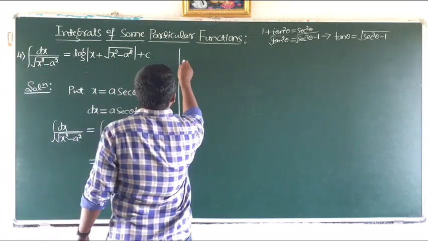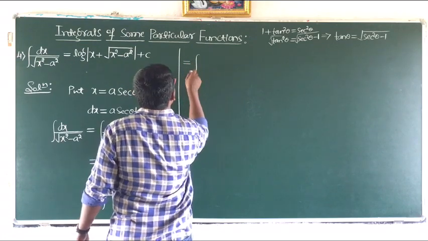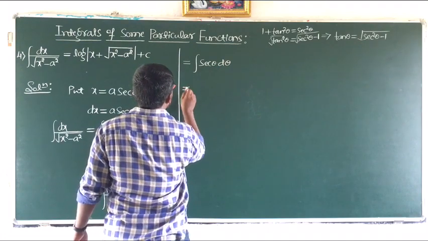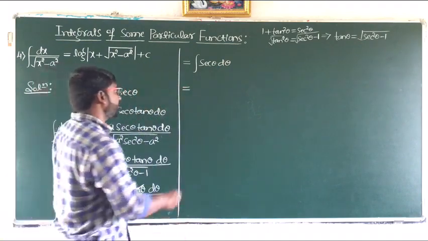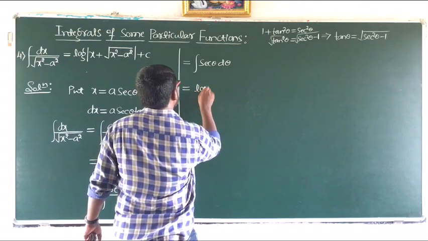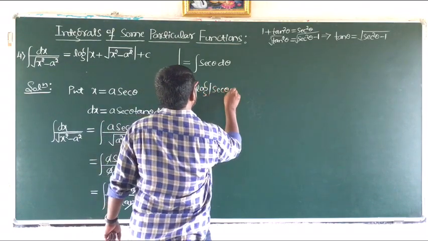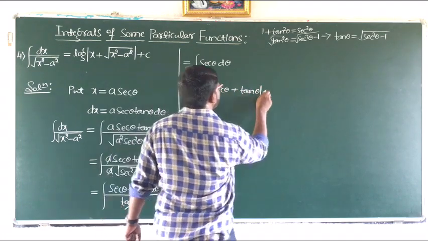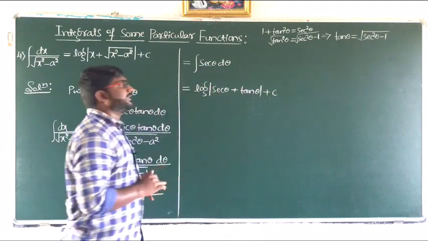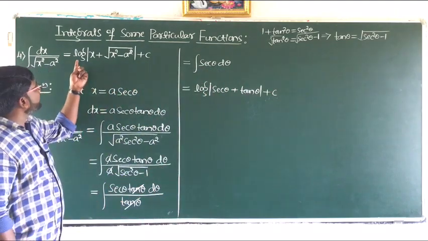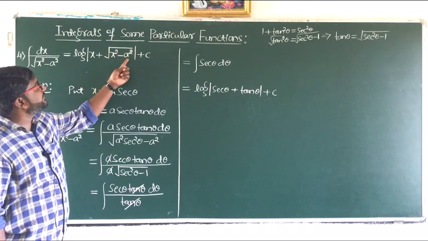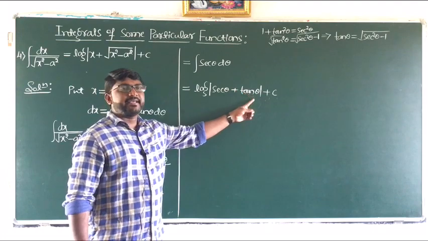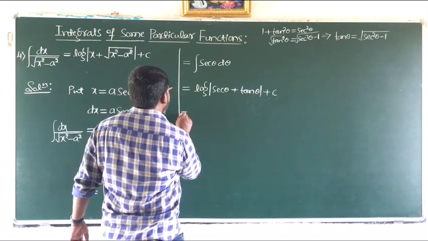So here this equals the integral of secant theta d theta. So what is the integration of secant theta? It is log mod secant theta plus tan theta plus c. But this is not the final answer. So see the RHS now. It is log mod x plus under root x square minus a square plus c. So that means we have to replace secant theta and tan theta. So now let us simplify this further.